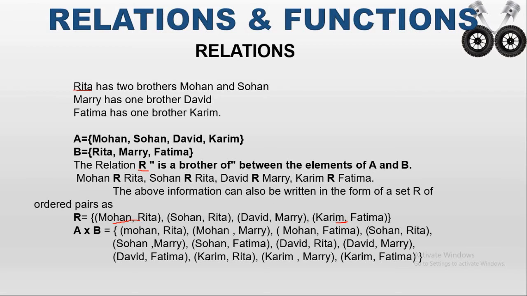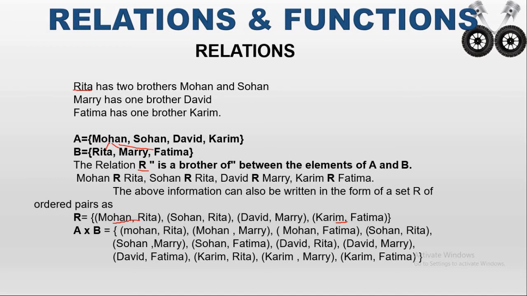Next, I will find A cross B. So what is A cross B? I have to choose the first element in A that should be paired with each and every element in B. So Mohan is paired with Rita, Mohan with Mary, Mohan with Fatima. That can be written as (Mohan, Rita), (Mohan, Mary), (Mohan, Fatima). Next, take the second element, Sohan. You pair Sohan with Rita, Sohan with Mary and Sohan with Fatima. So you can write (Sohan, Rita), (Sohan, Mary), (Sohan, Fatima).